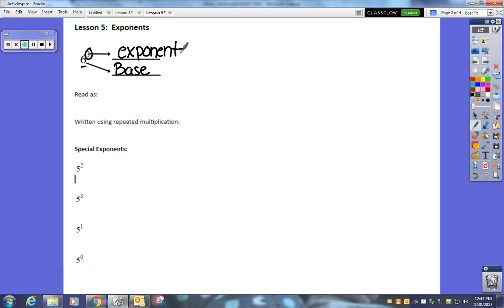Okay, exponential notation is just another way to write a repeated multiplication problem. So in the repeated multiplication problem, the base is the number being multiplied, and the exponent is the number of times it's multiplied.